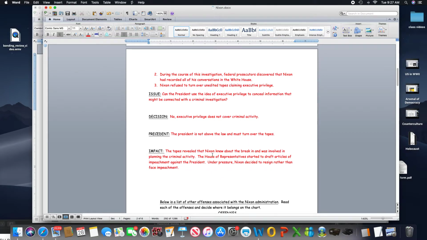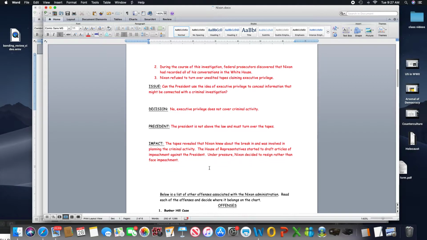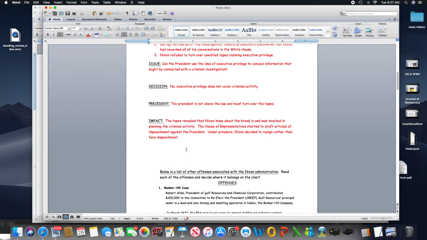The tapes revealed that Nixon knew about the break-in and was involved in planning the criminal activity. The House of Representatives started to draft articles of impeachment against the president, and Nixon resigned rather than face impeachment. Okay, so this is the big deal about the Nixon cover-up.